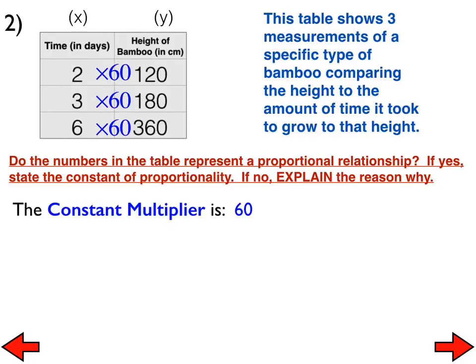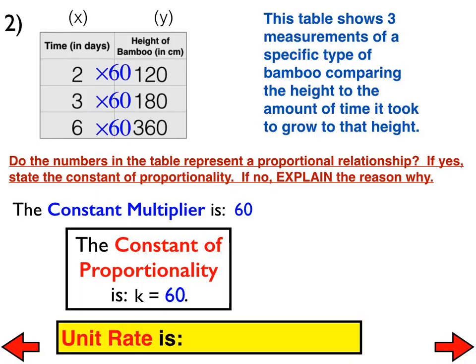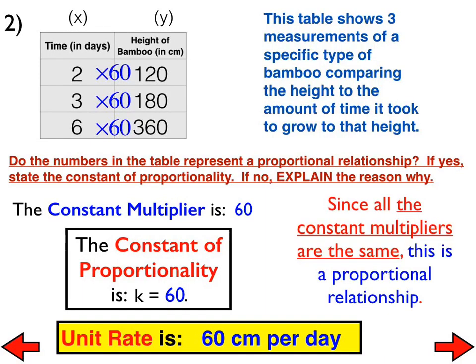So the constant multiplier is 60. This is just what we know. But it's really called the constant of proportionality. And how are you going to write that? K equals 60. And then what will the unit rate be? 60, how tall it's growing. Centimeters per day. And since all of the multipliers are constant, it's constantly the 60 coming up, right? That means this table represents a proportional relationship.